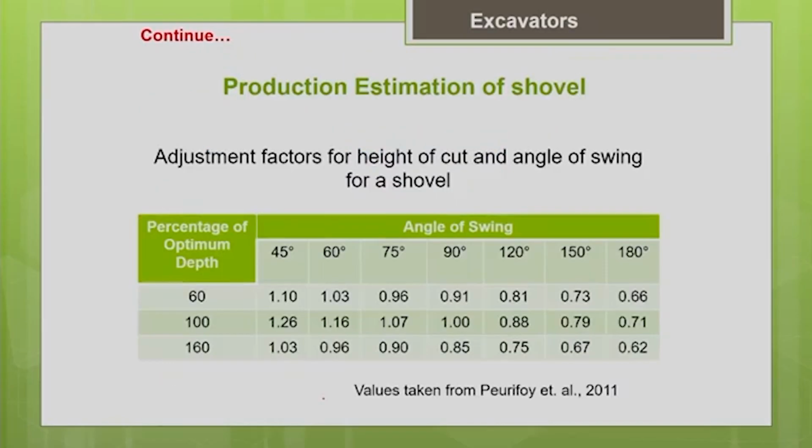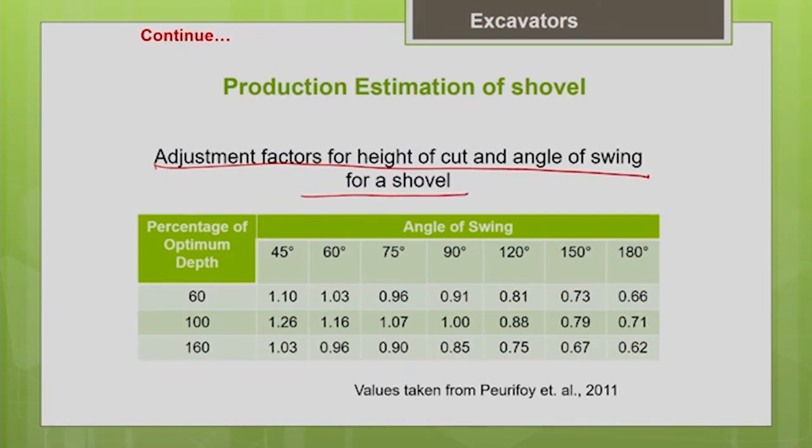Now let us see what adjustment factors we have to apply while doing the productivity estimation, based upon the actual height of cut of material in your project site, and based upon the angle of swing, which depends upon the position of your truck relative to the position of your excavator. So these are the adjustment factors for the height of cut and the angle of swing for the shovel.